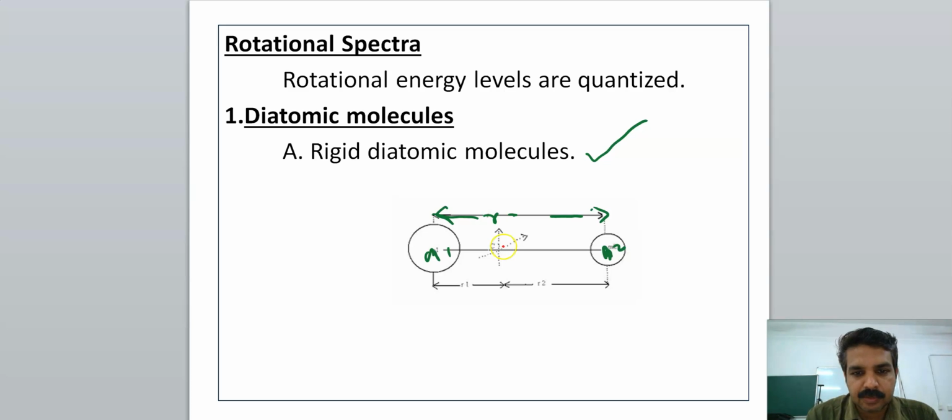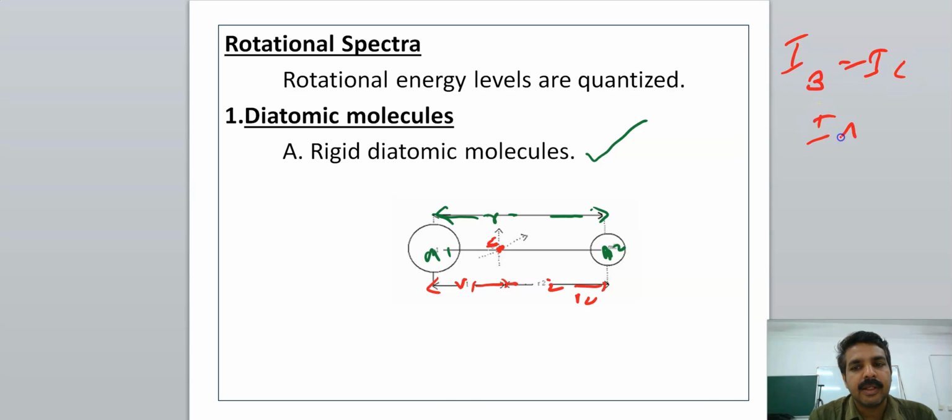The center of mass point is here because this is a bigger sphere, and the smaller sphere is closer to the bigger sphere. This is the center of mass C. The distances from the center of mass are r1 and r2. So, considering in-plane and out-of-plane rotation, we know that in the case of a linear molecule Ib is equal to Ic and Ia is equal to 0. We have already studied this.